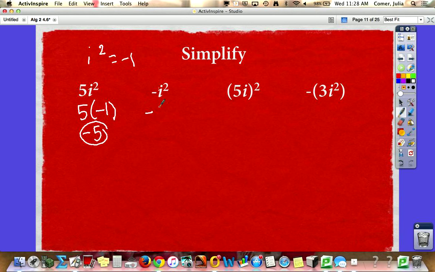Negative i squared is going to be, well, i squared is -1, so it's like the opposite of -1, which is +1, and we're done.